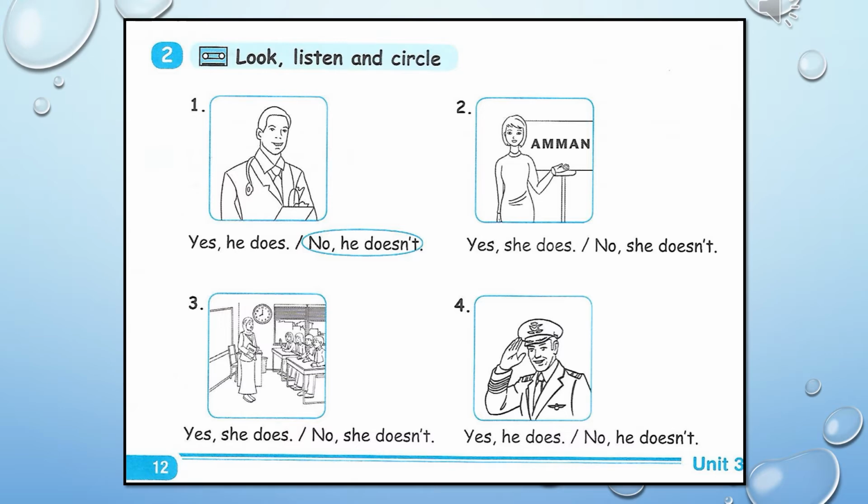1. Does he work in a school? 2. Does she live in Amman? 3. Does she work in a hospital? 4. Does he travel to many countries?